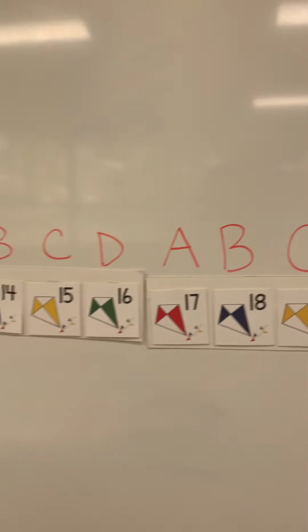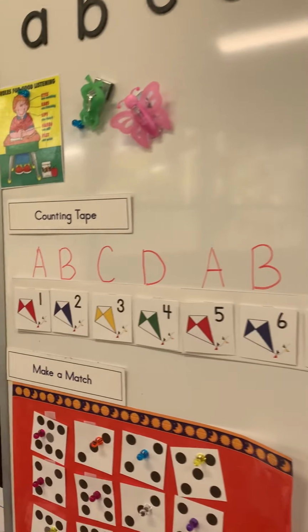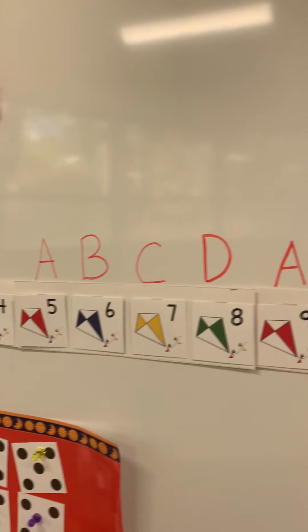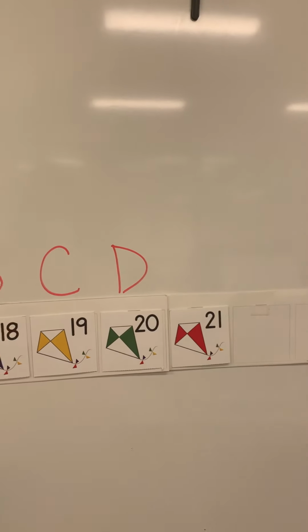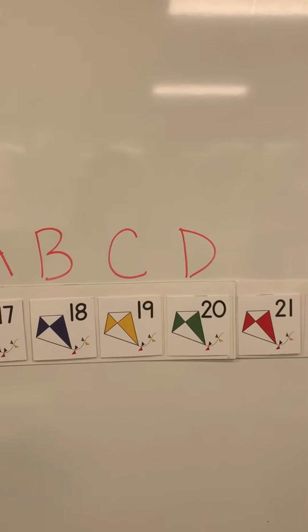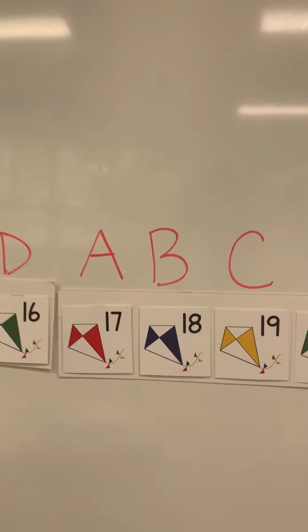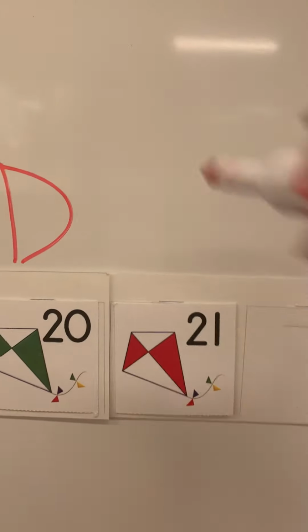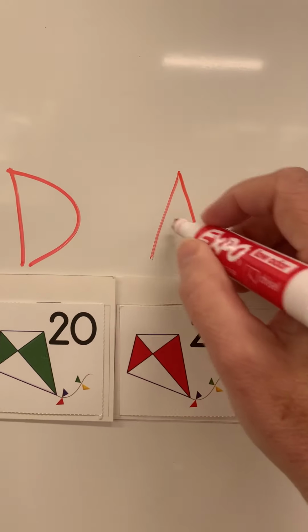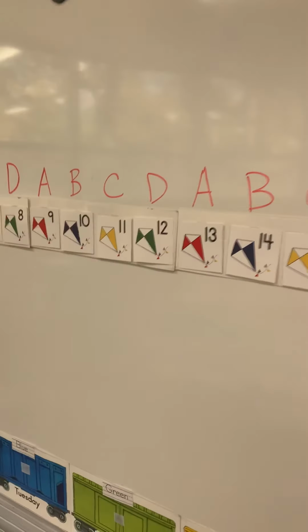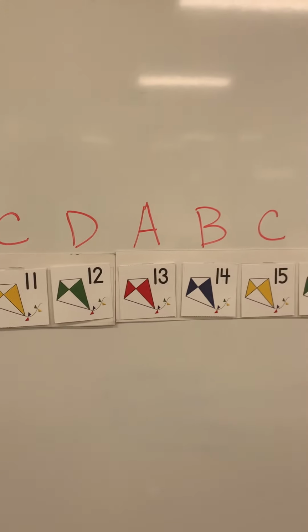And so what letter is going to go above in our pattern? What letter is always above the red kite? Is it C? No. Is it B? Nope. Is it A? Yes, it is A. So I will go ahead and write an A above the 21. There it is. So we have 4 things going on in our patterns.